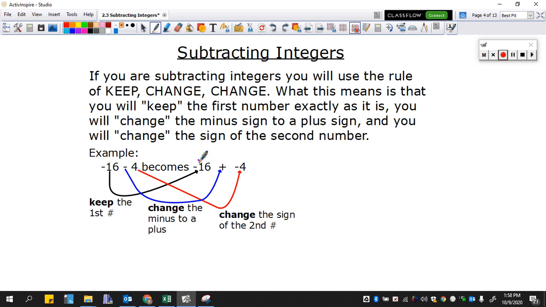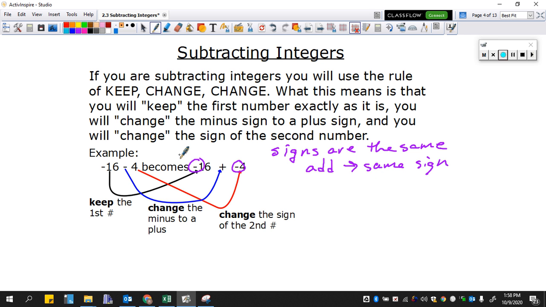So now we notice here that both signs are the same. I misspelled that. Signs are the same. And so we know that if the signs are the same, we're going to add and give it the same sign. We learned that in the last lesson. So if we add, 16 plus 4 is 20, and both of them are negative, so the answer is negative 20.